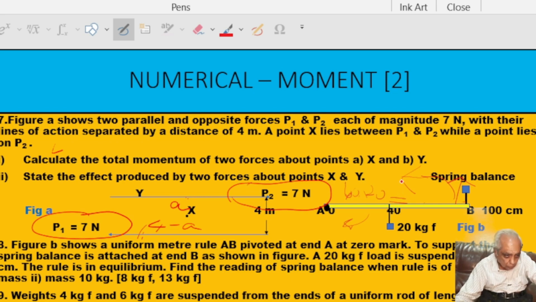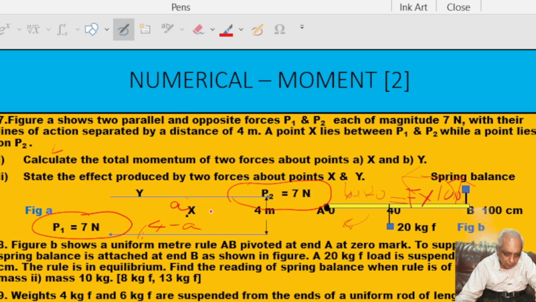is equal to unknown force F into 100. As you calculate this, you will get F equal to 800 upon 100, that is 8. So you will get force as 8. So if we neglect the effect of mass of the rod, the spring balance will read 8 kgf.